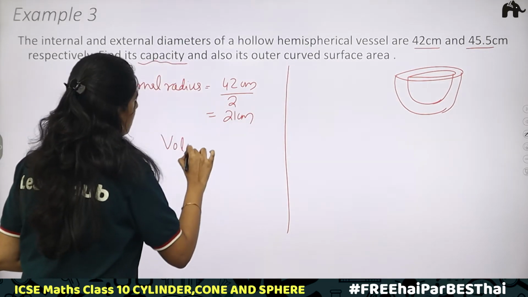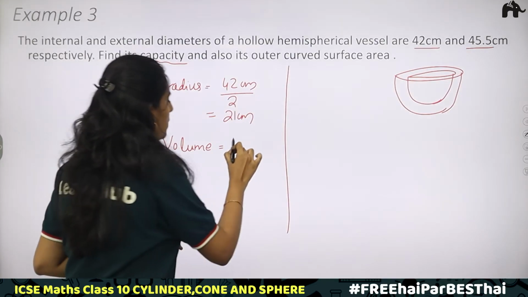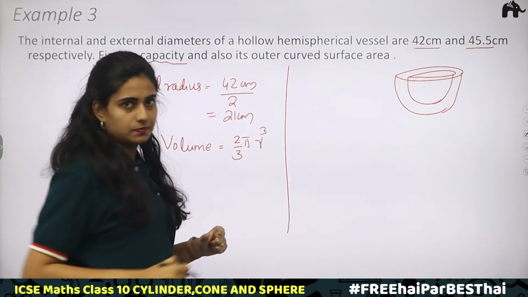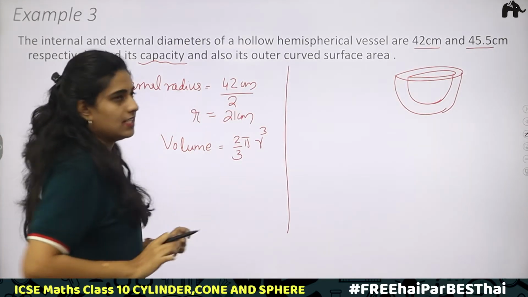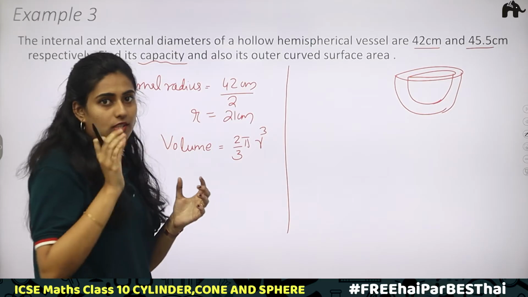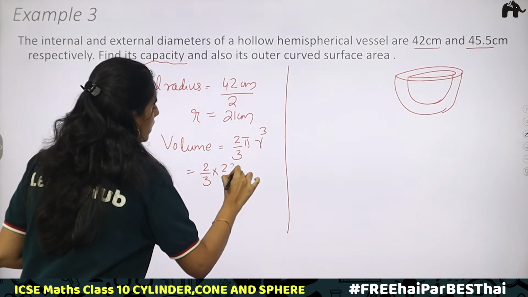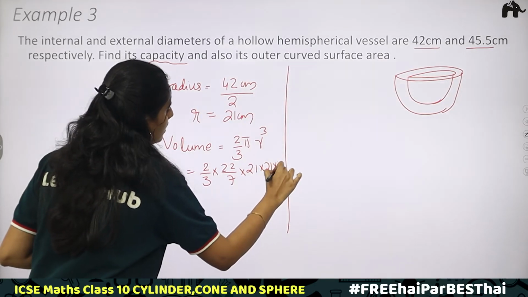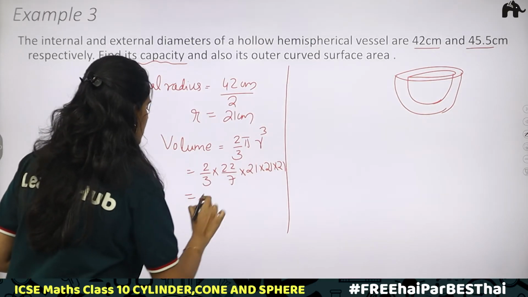Volume of hemisphere. What is the formula? 2 by 3 pi r cube. Put the values. Here what is the radius? R is 21 centimeter, the inner radius. You have to take the inner radius. That is 2 by 3 into 22 by 7 into 21 into 21 into 21.